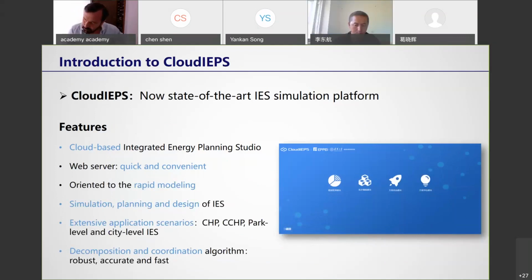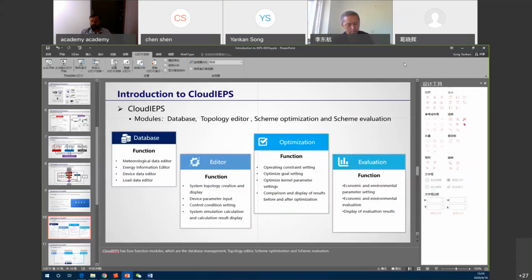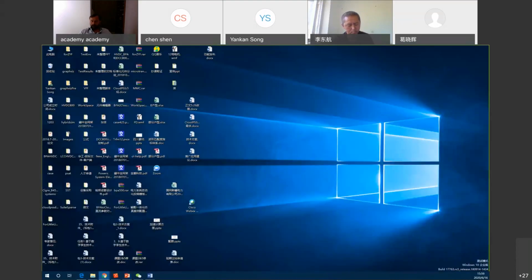Based on the modeling and simulation engine, we developed a simulation-based IES planning platform called Cloud IEPS. The biggest difference between our platform and other software, such as HOMER, GridLAB-D, and CI-LAM, is that Cloud IEPS is based on energy flow calculation, but other software is based purely on energy balance equations. So our optimization results can consider the influence of the transmission network, but traditional planning software does not support this feature. Then I will use our website to briefly introduce our platform.